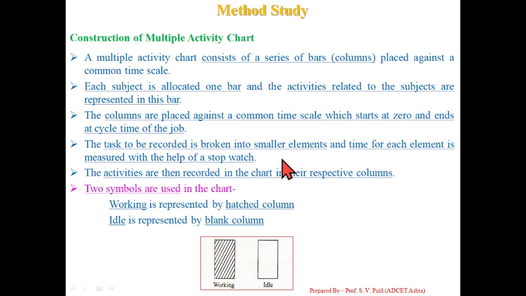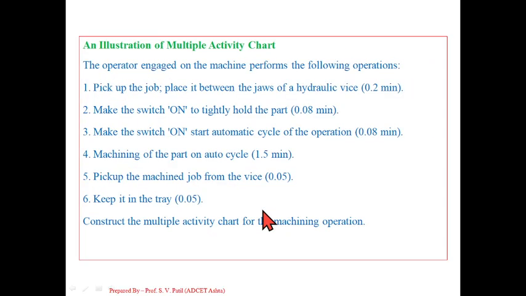While preparing this chart, two symbols are used. The working is represented by a hatched column, which is shown over here, and the idle condition is represented by the blank column. For working, hatching lines are drawn, and for the idle condition the columns are blank. So here we will try to prepare one multiple activity chart for a given industrial condition.